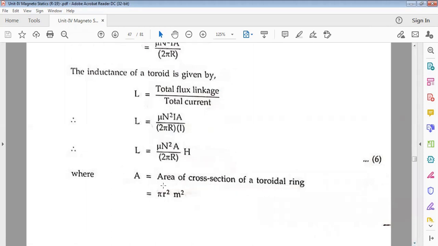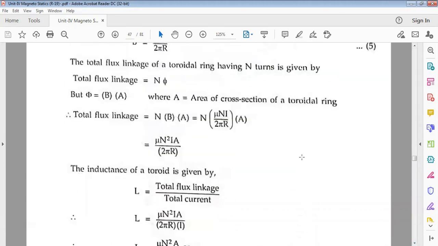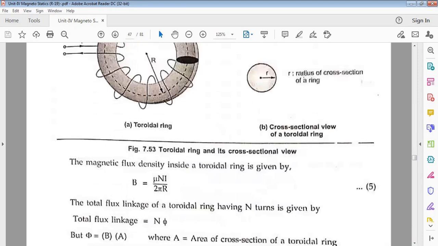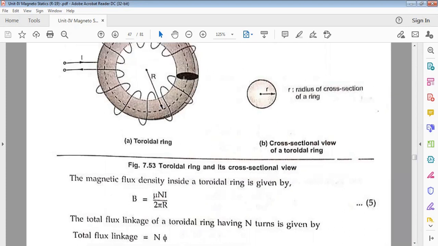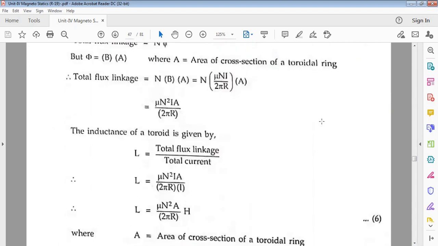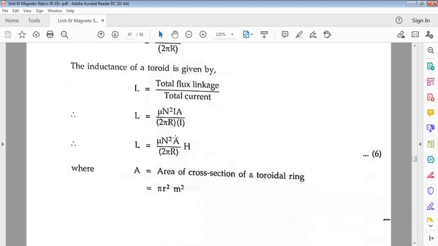Where A we can take as pi R square. You see, by using this diagram, the radius of the cross section of a ring. See here, the dark line. The cross section area of the ring has radius R, so we can use pi R square, where A is pi R square. L is equal to mu N square A by the 2 pi R.